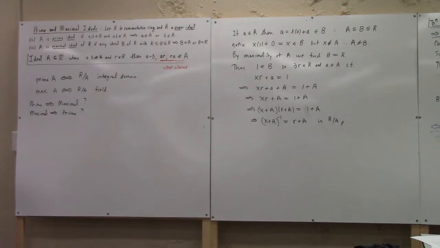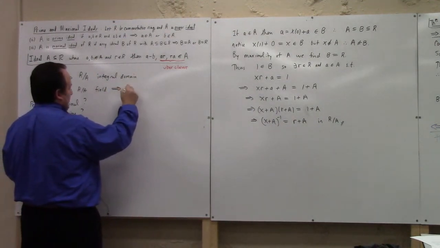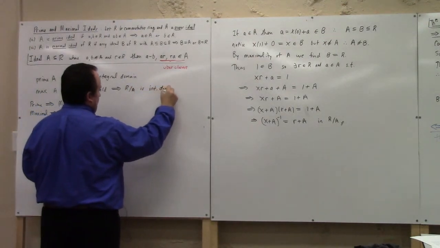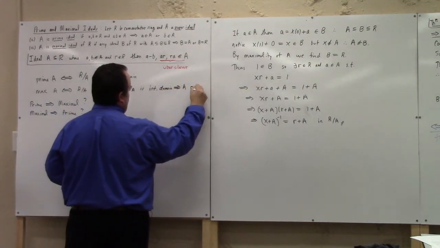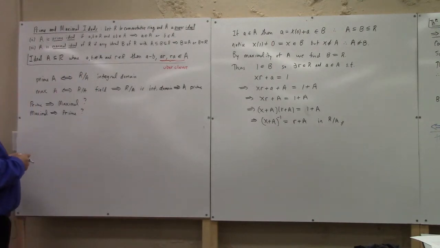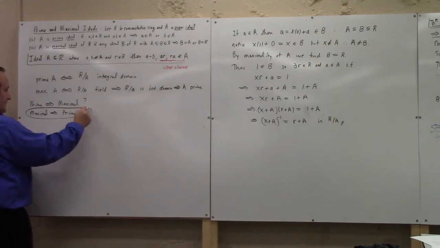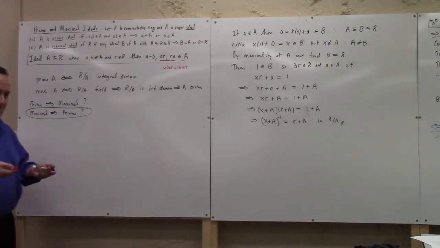How about this? Are there zero divisors in a field? There are not, right? So field implies that R mod A is an integral domain, which implies A is prime, right? So what we have is, in fact, maximal implies prime. That is true. Is the other true? Does prime imply maximal? It does not. Let me show you an example.